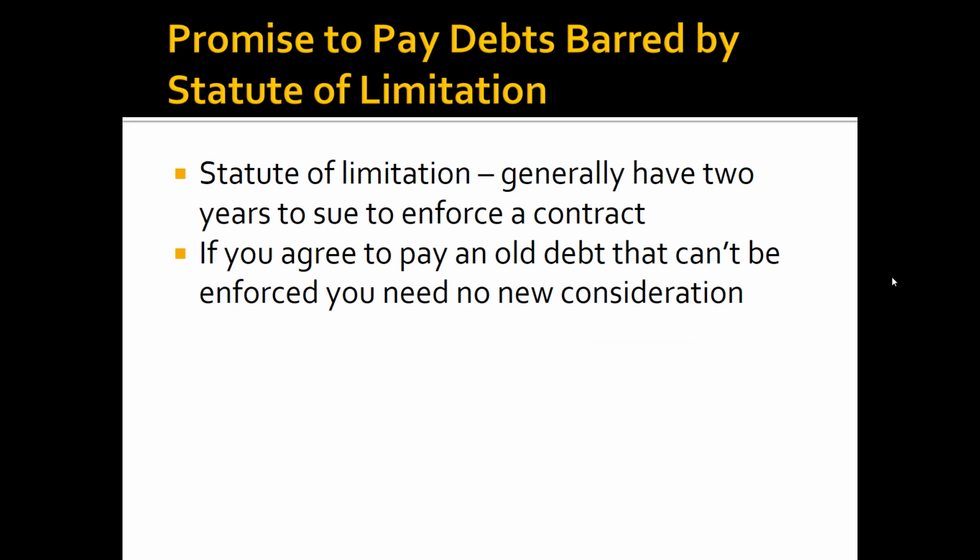Statute of limitations, generally the rule here is you have 2 years to sue to enforce. Now there can be lots and lots of exceptions to that, to sue to enforce a contract. If you agree to pay an old debt that can't be enforced, you do not need new consideration to do so. It's still binding. All right, relatively short chapter. That's going to conclude this one, and we'll pick up with chapter 14.